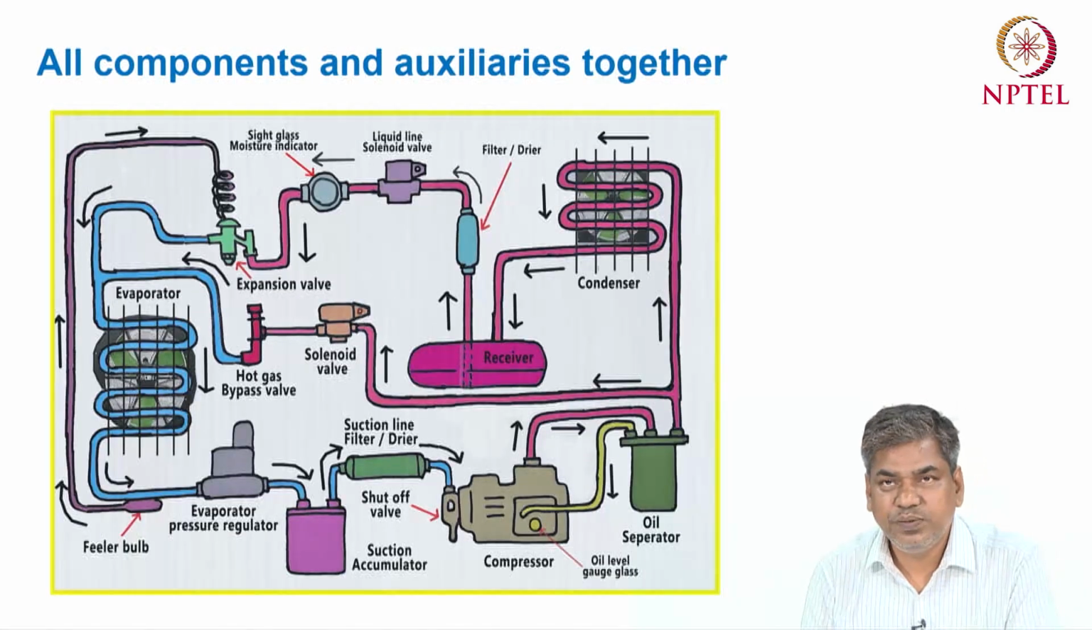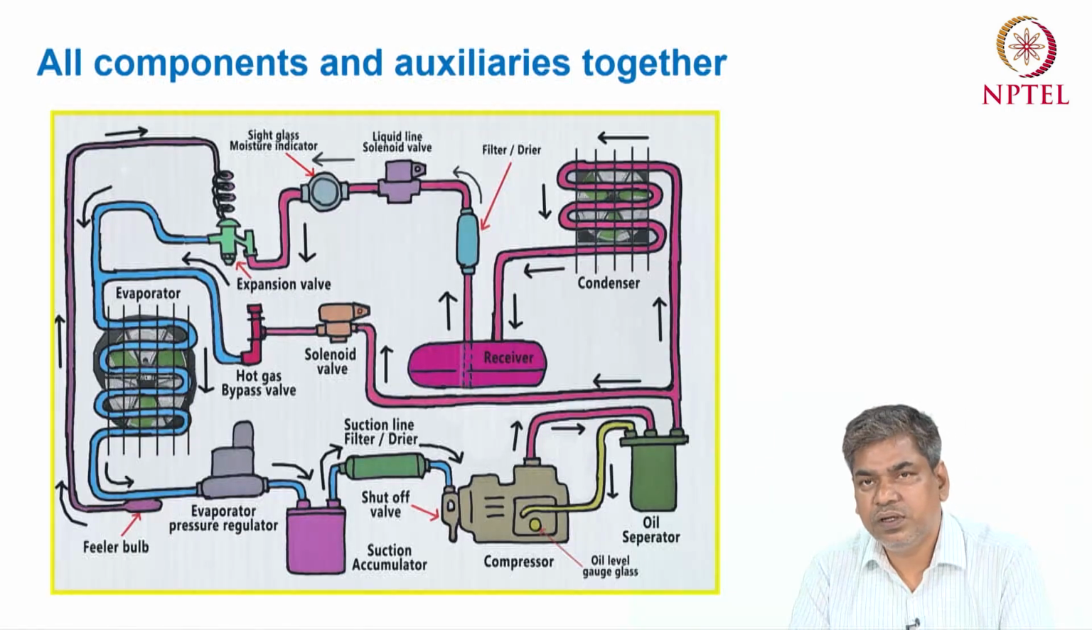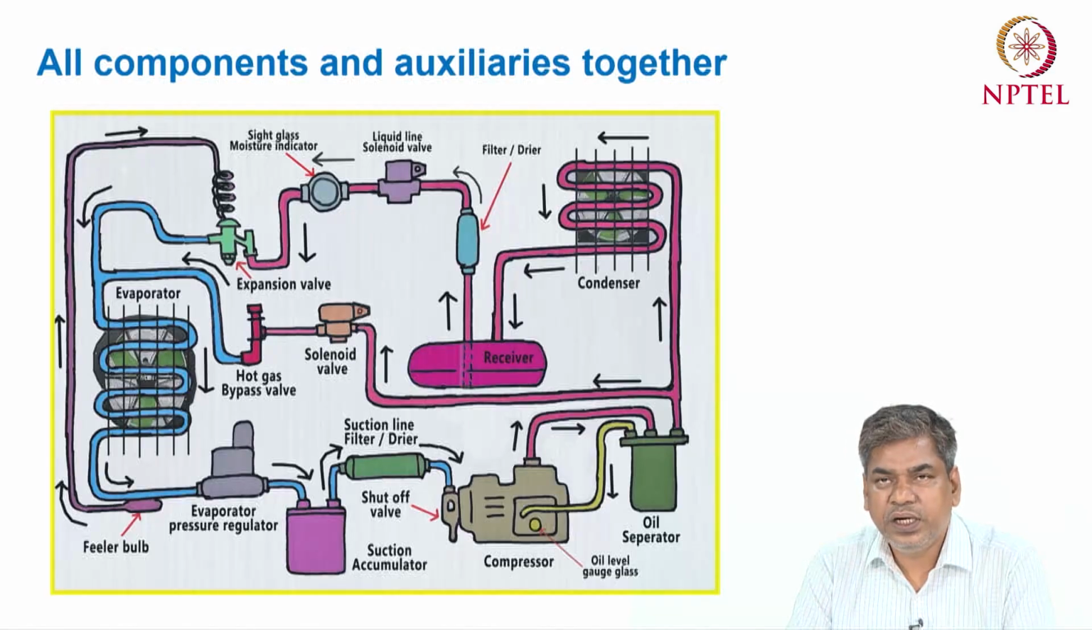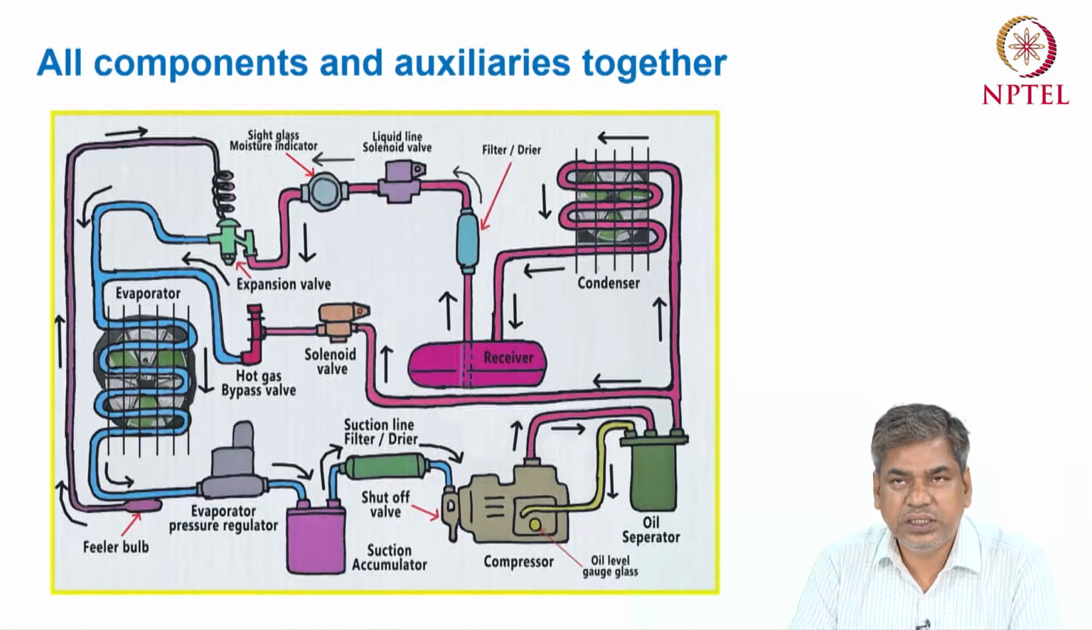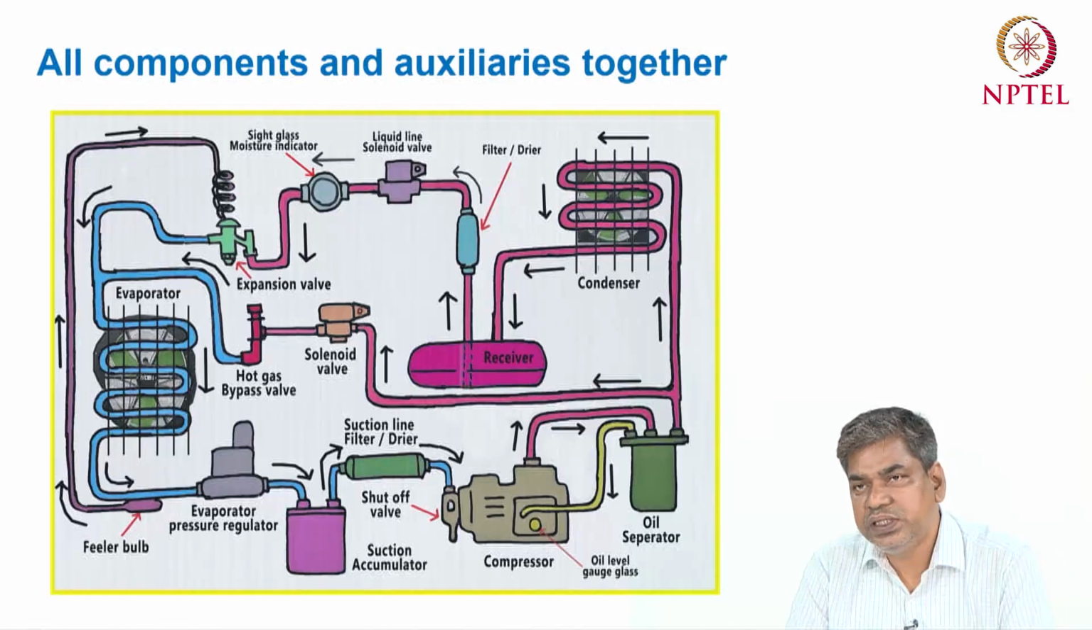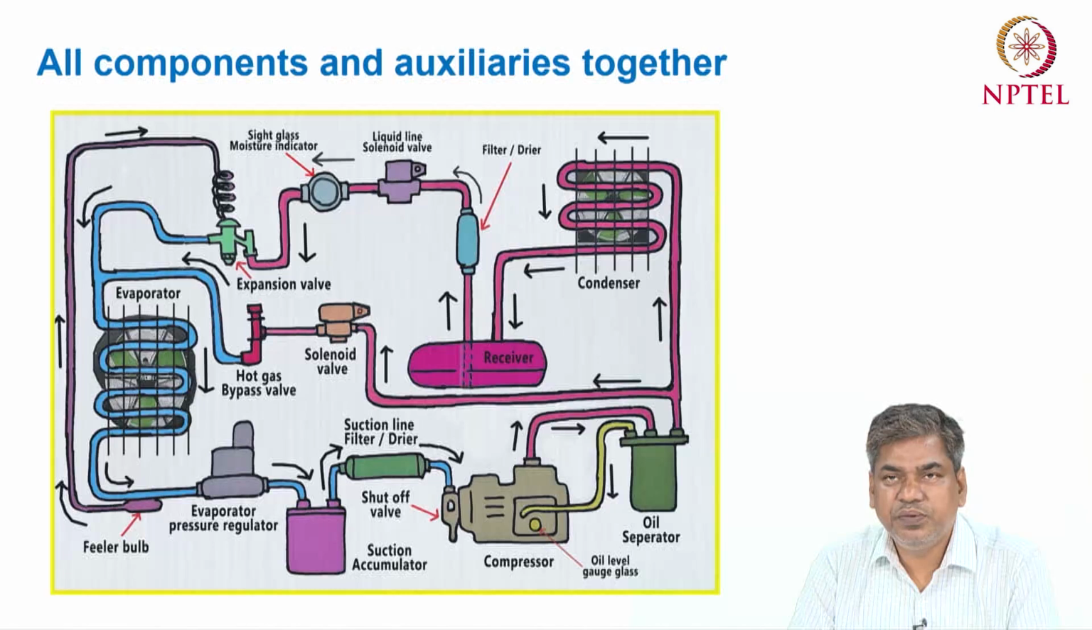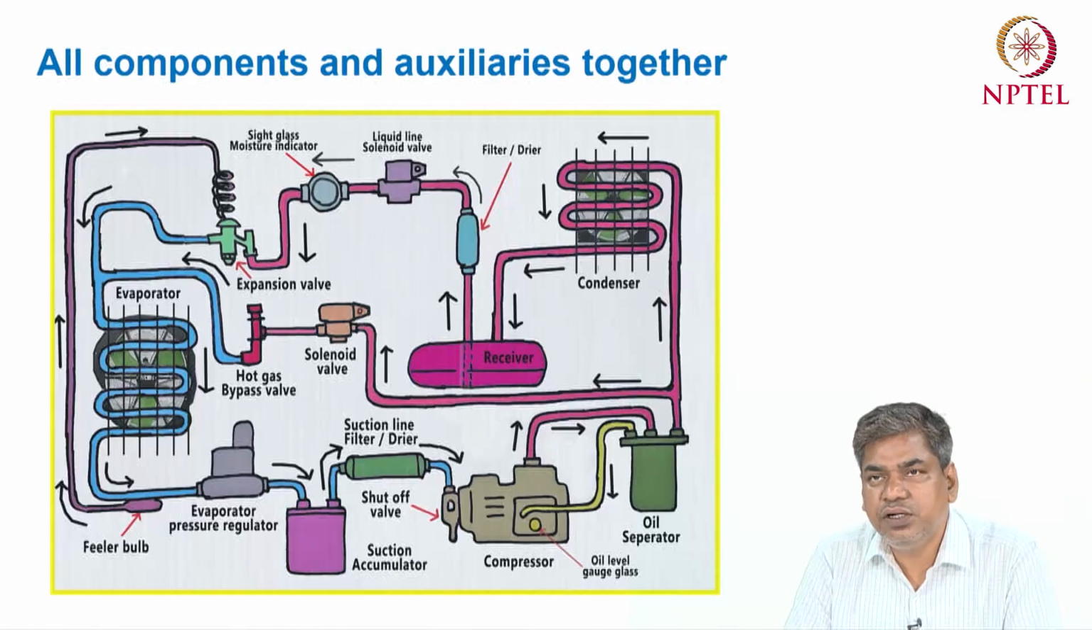If you see this figure, I have tried to represent a complete vapor compression refrigeration system which contains all the auxiliary devices. I have tried to use all the auxiliary devices in the refrigeration system, apart from the main components like the evaporator, expansion device, compressor and the condenser.